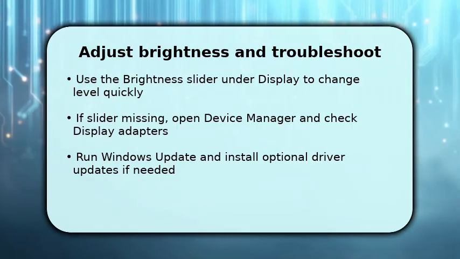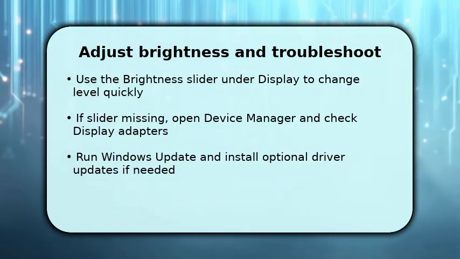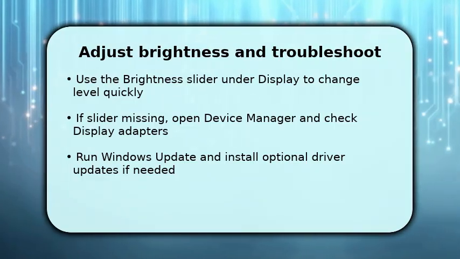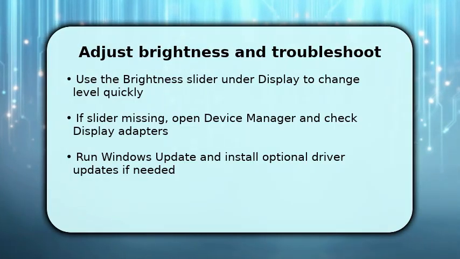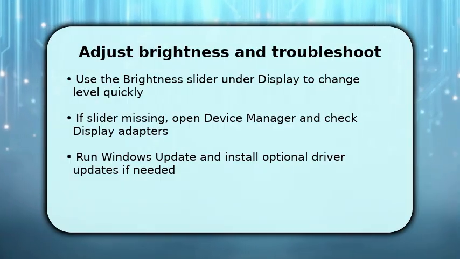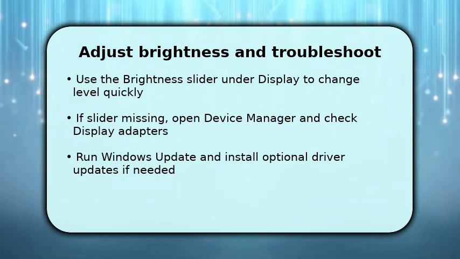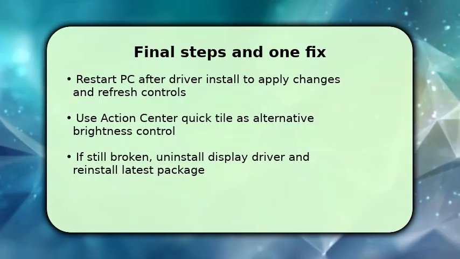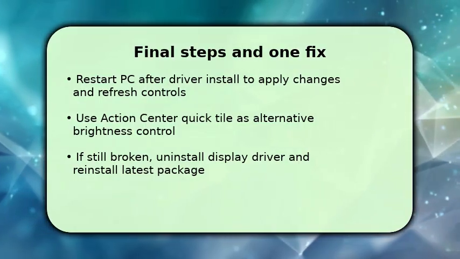Make sure to run Windows Update as well, because optional driver packages often restore the brightness control when the system lacks native adjustments. Finish by restarting the PC to ensure driver changes take effect. Many brightness problems clear after a reboot. Once restarted, you can also use the Action Center Quick Tile for instant adjustments when available.